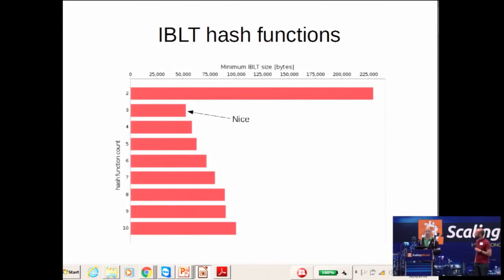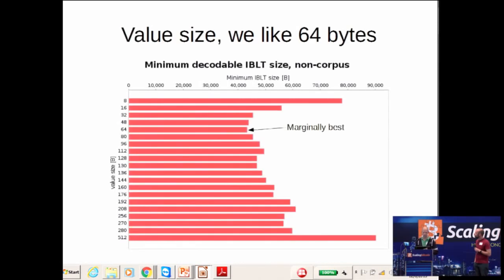To find a good number of hash functions, we searched for the smallest possible IBLT that would successfully decode 100 transactions. And it turns out that there is no point in having more than 3 hash functions. And then we did the same for value size. It's not very sensitive, but we picked 64 byte values since it seems at least marginally best.